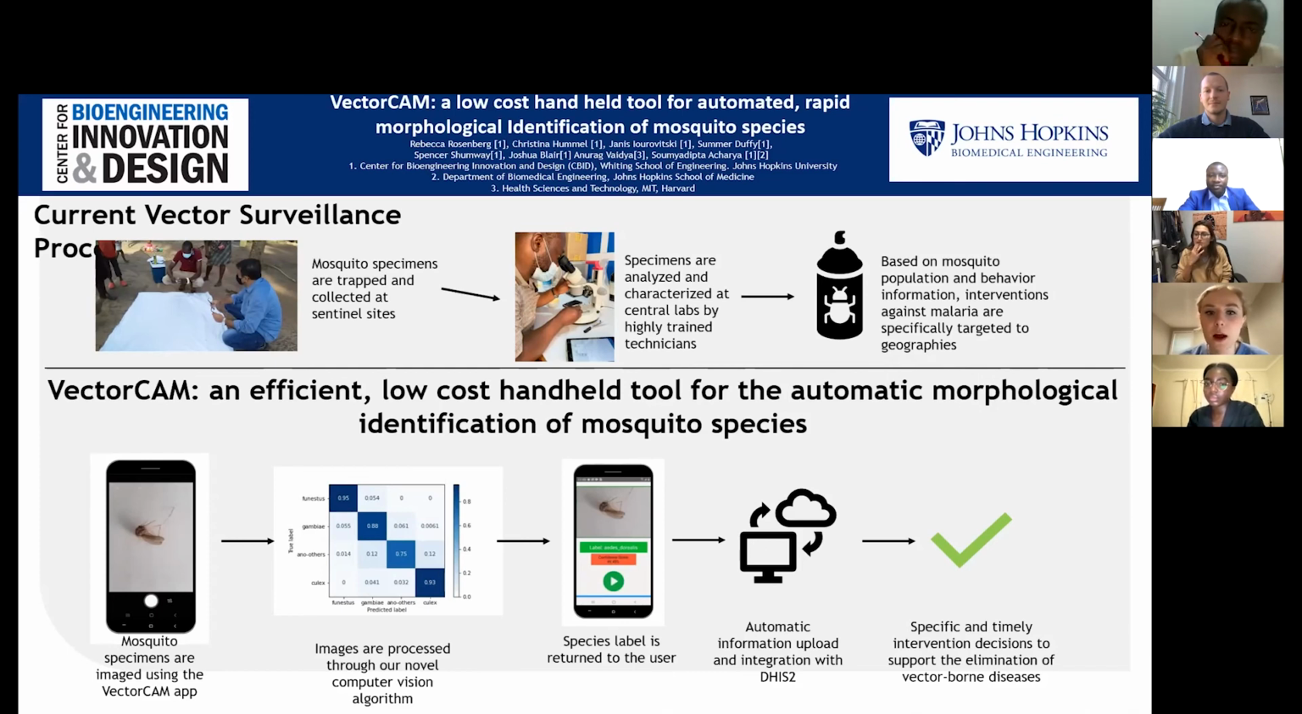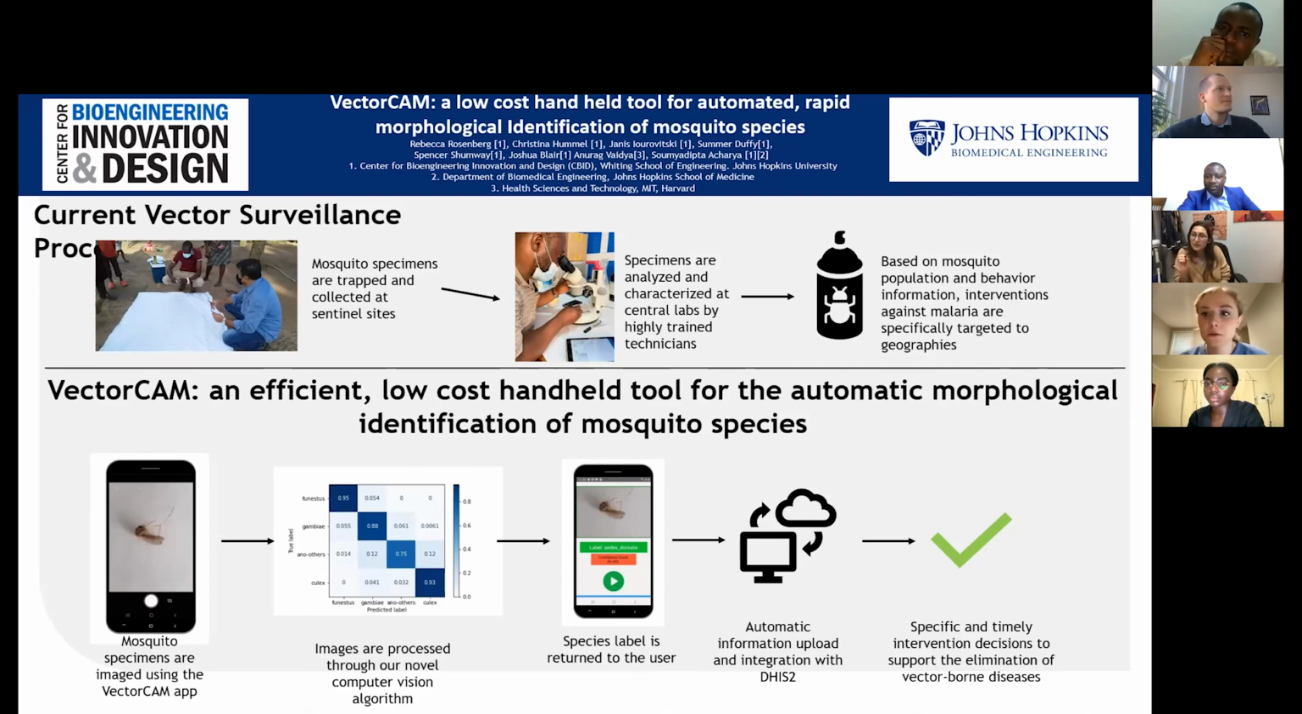Question number two, I'm not quite sure I understand. I guess you're only looking at Anopheles mosquitoes, or are you also looking at other genera? Oh, no. Our original 39 species algorithm includes Anopheles mosquitoes, Culex mosquitoes, and Aedes mosquitoes.